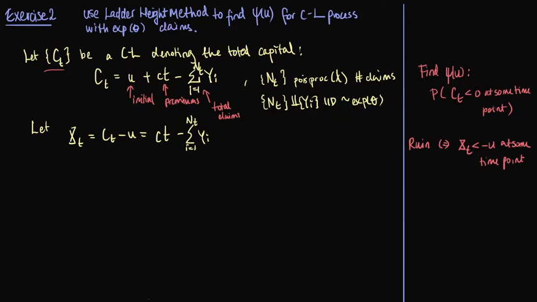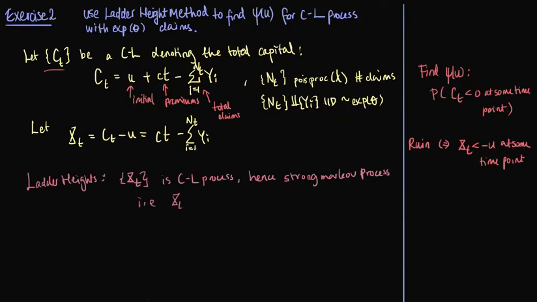Now the thing with the ladder height method is we will actually use the fact that X is a Cramer-Lundberg process as well. And since it is a Cramer-Lundberg process, it is what we call a strong Markov process. What we mean by that is that X has no memory.